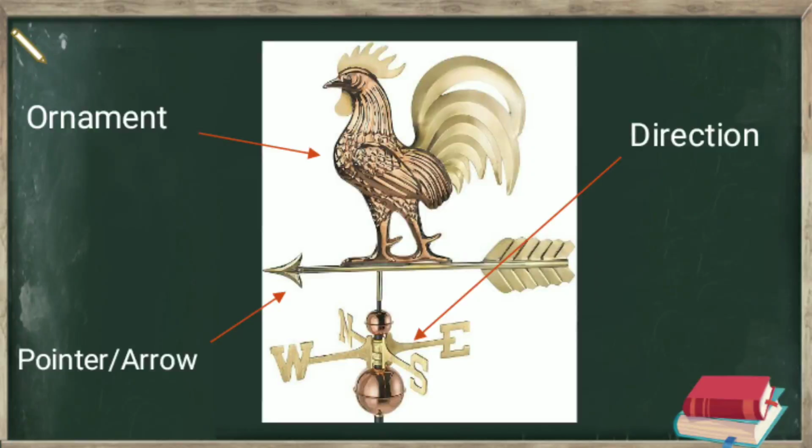So we have the basic parts, the ornament. This is for beautification only. So we have the pointer, this one, and the directions: north, west, south, and east. So for example, we have the wind coming here from the right to the left. For example, it is pointing here. So when the wind blows from here to here, this will go to that direction and face it here. So the reading of this will be the wind is going to the west.